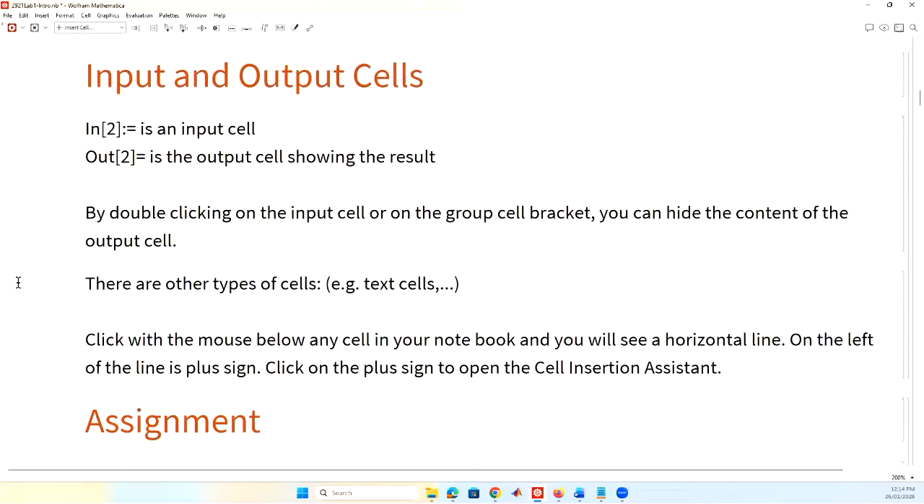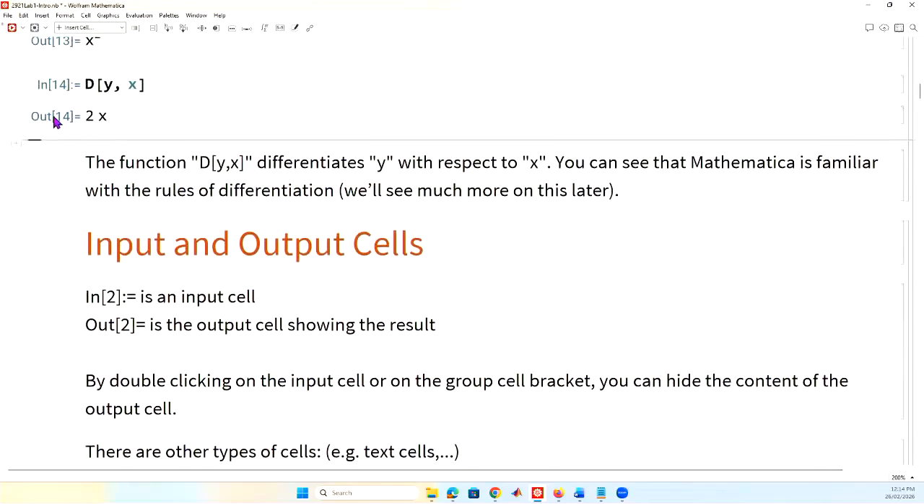There are input cells and output cells. This is an input cell. This is an output cell. We put inputs in the input cells, and output cells tell us the output.